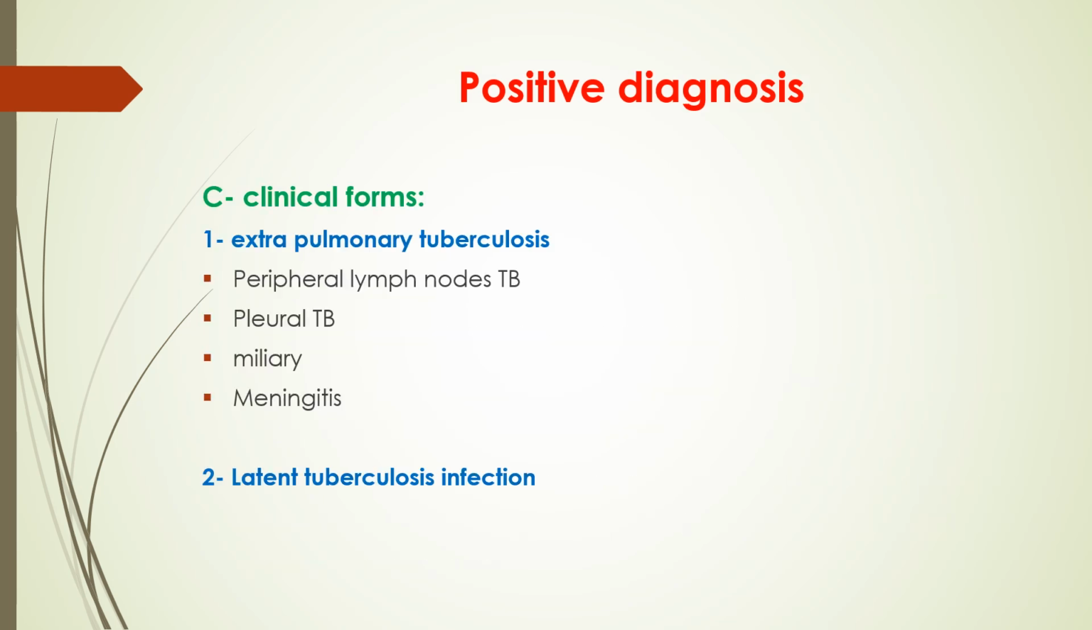That's what we have to say about pulmonary tuberculosis. We have other clinical forms of tuberculosis, what we call extrapulmonary tuberculosis. As we have said, all the organs can be touched by tuberculosis, but the most common are the lymph nodes and the pleura. That's why we are going to talk about them. And the two most dangerous and life-threatening are miliary TB and meningitis. Then we are going to talk a little bit about latent tuberculosis infection.